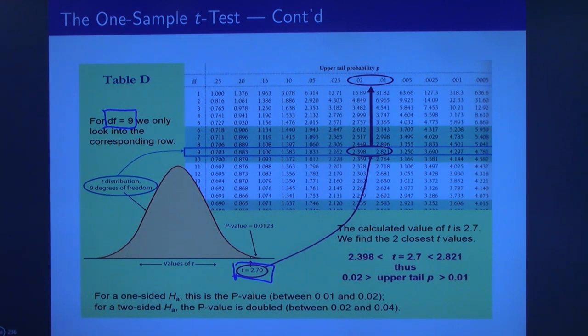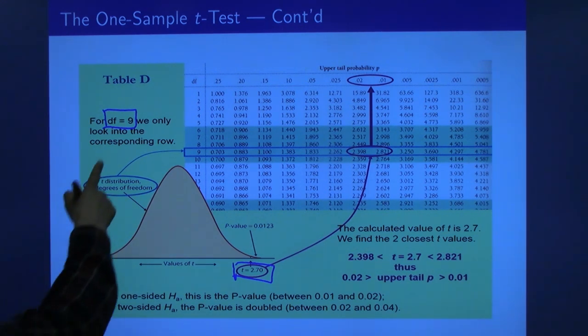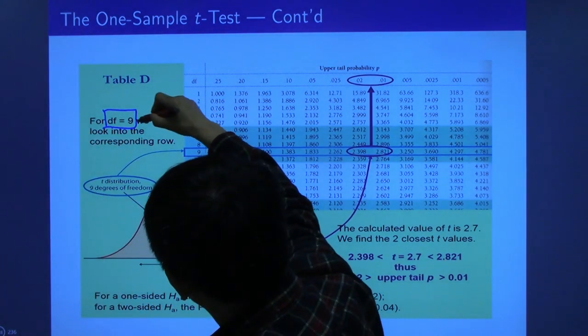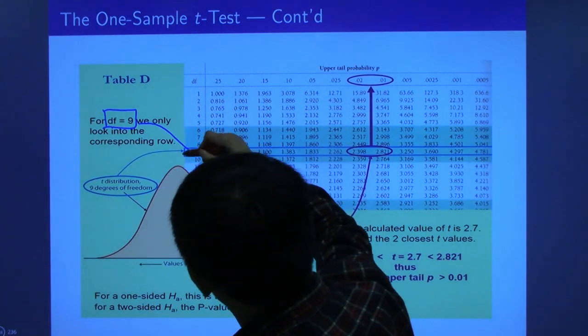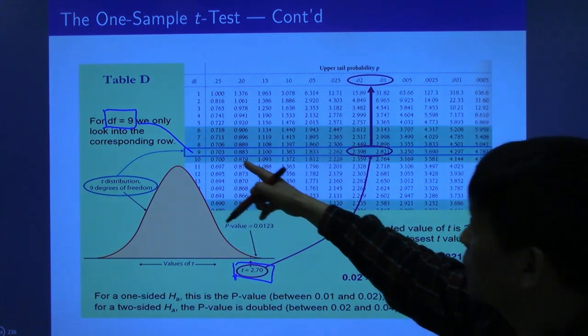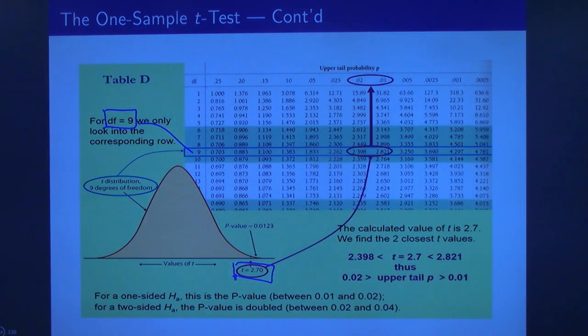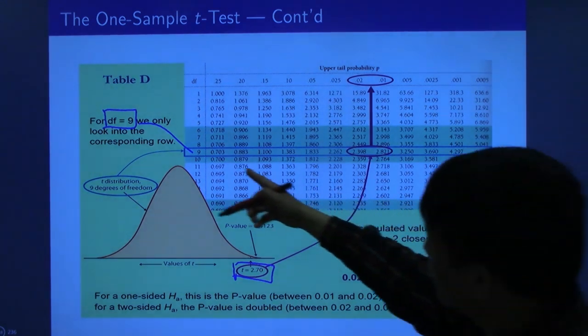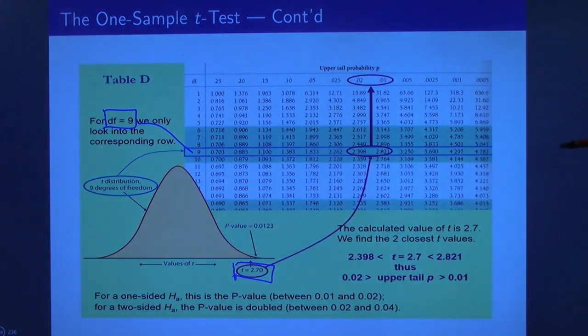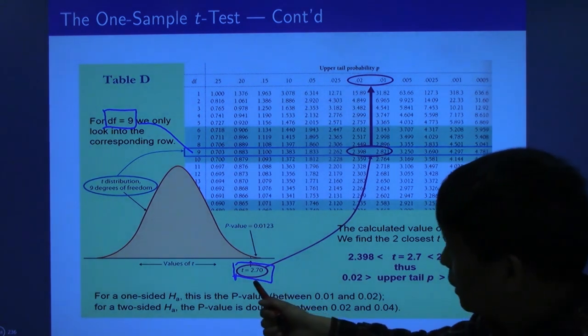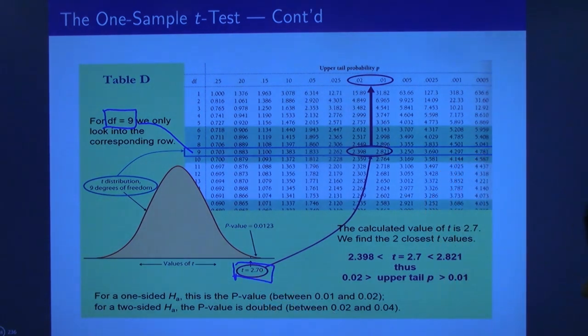Now, let's look at how to find the p-value. First, look at df equals 9, which is here, equals this line. So we only care about this line, this row. All others, we don't care. They are useless in our example. So only this row. The next one is t, which is given, or we calculated, equals 2.7.